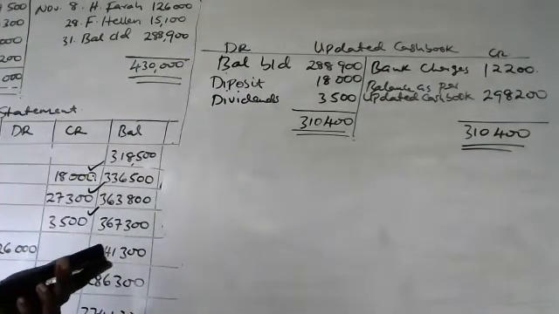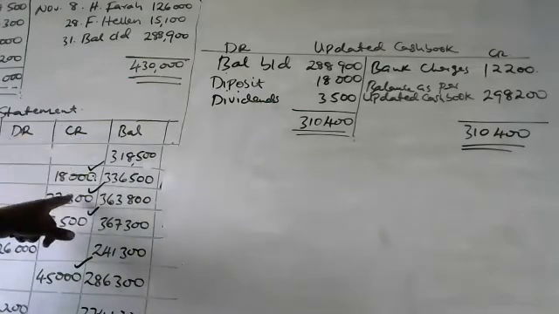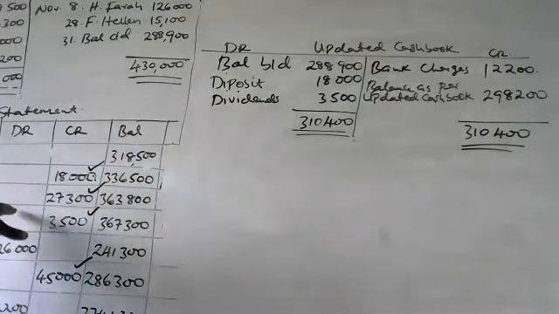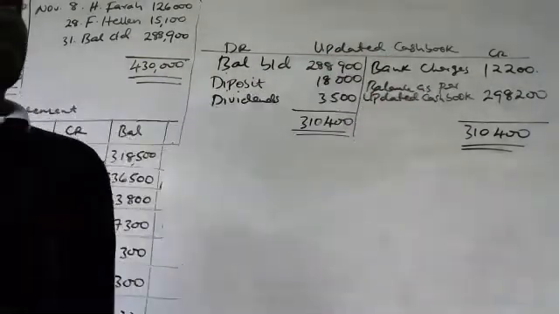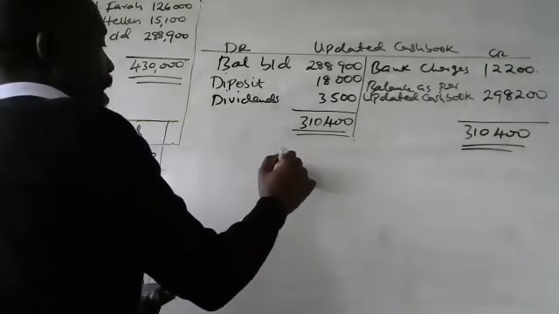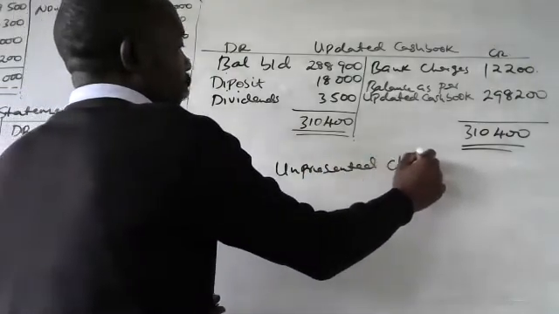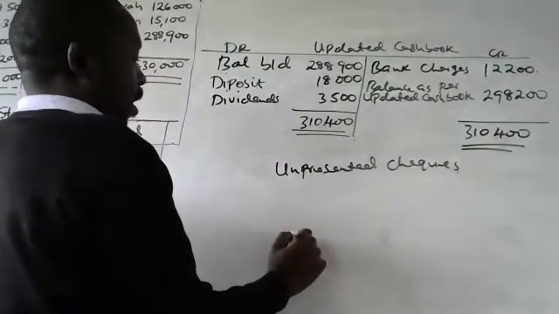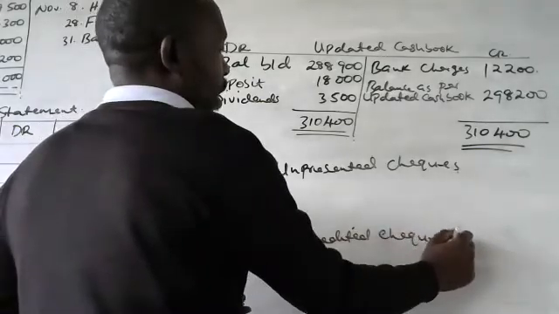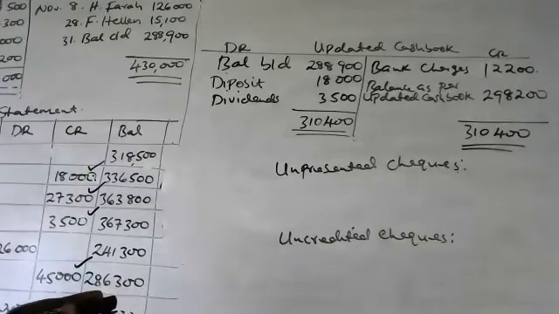So that is how you prepare your updated cash book. And the policy is go to the bank statement. The credit column of the bank statement will update the debit, and the debit side of the bank statement will update the credit side, like that. After doing that, your next responsibility is to determine the unpresented checks. You need the unpresented checks and uncredited items. You need to identify them, and then you will be very okay to prepare the reconciliation.